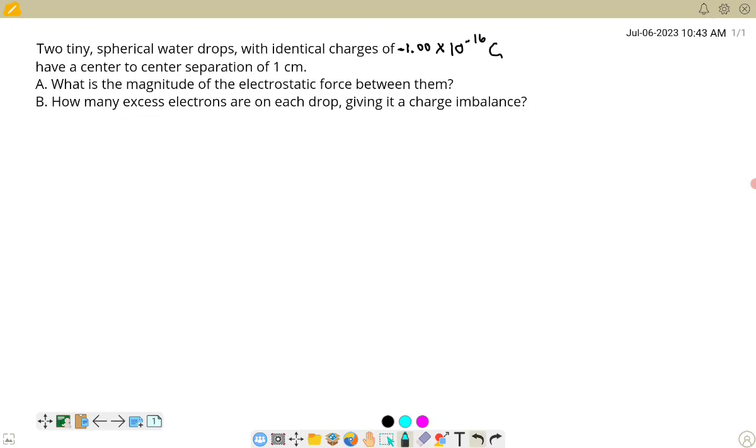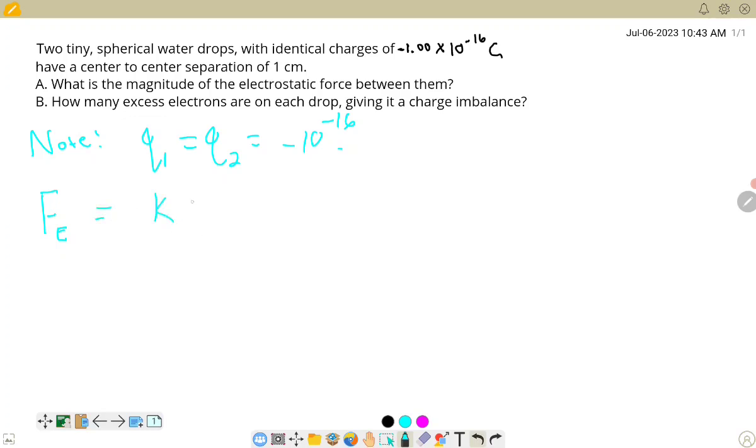So we're going to need a couple of things. We're going to need Coulomb's law, of course, so that we can get the electrostatic force, and all that we're actually curious about is the magnitude of the electrostatic force. So that's going to be important here. And secondly, we're going to be looking for the number of excess electrons, and this is going to be very easy to determine, as you'll see in a moment. One thing we should note is that the two spheres have the same charge, so Q1 is equal to Q2, and they're both equal to -10 to the -16th.